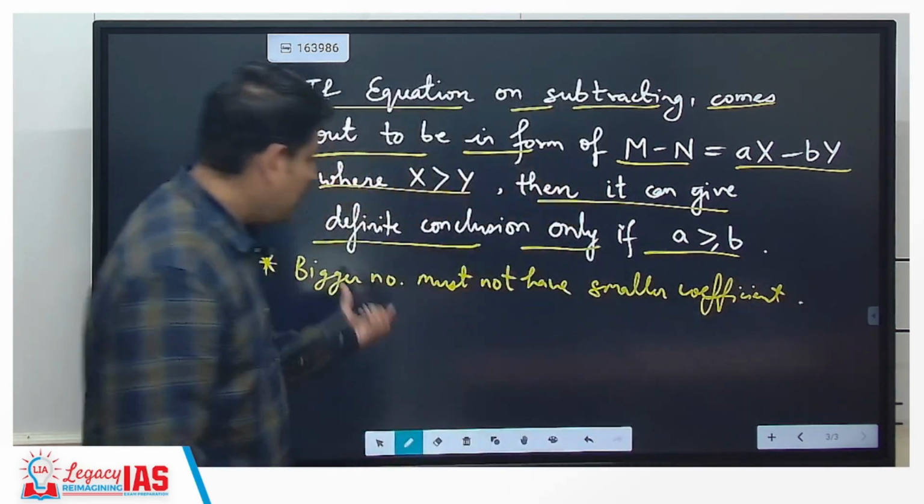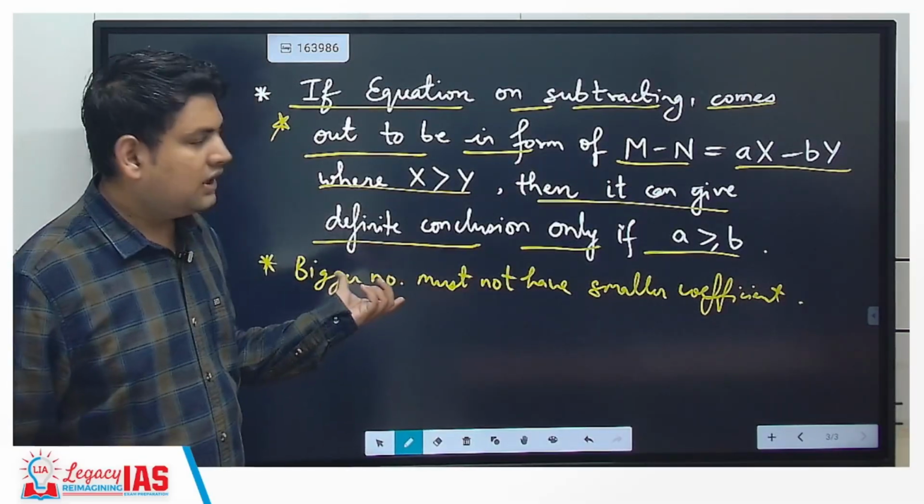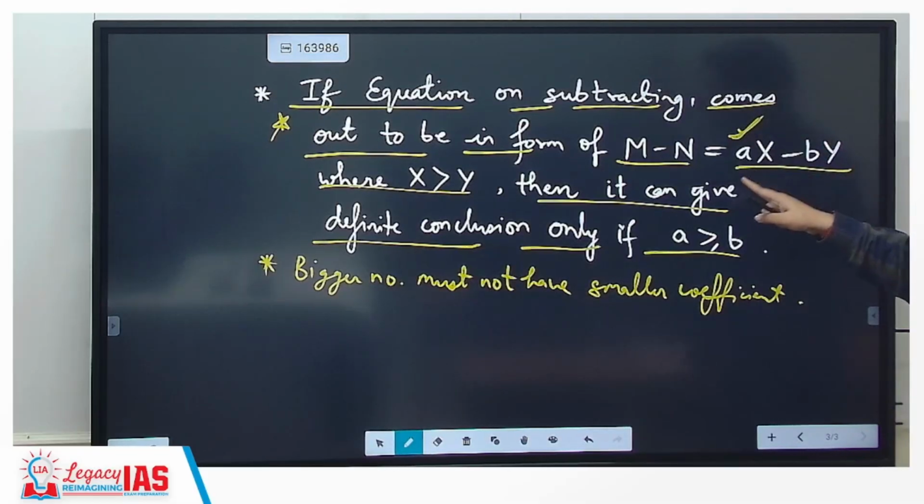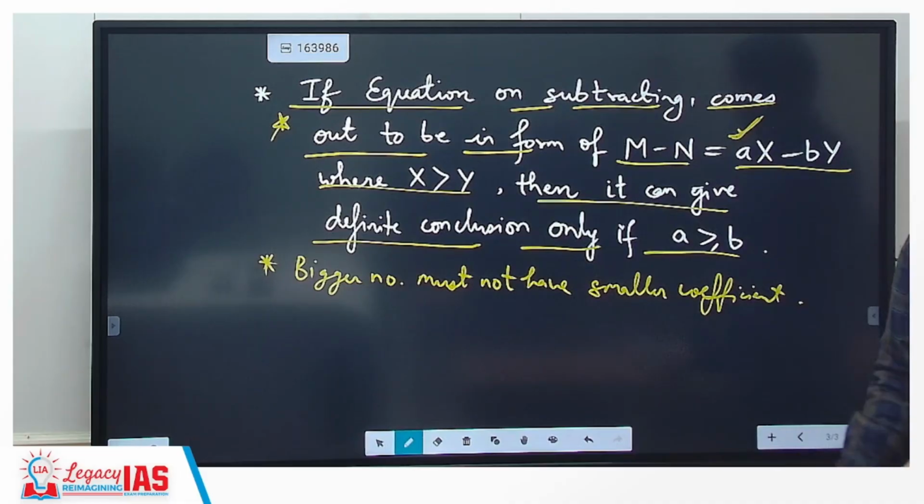Understood? The bigger of the two numbers, that is, if x is greater than y, then the coefficient of x, that is a, cannot be less than b. If it is less than b, then we cannot determine what the answer will be. If it is equal to b or greater than b, then we can determine. Why does this happen?